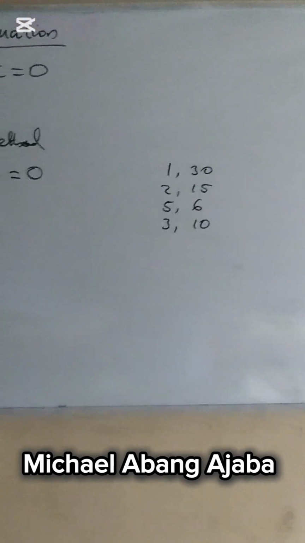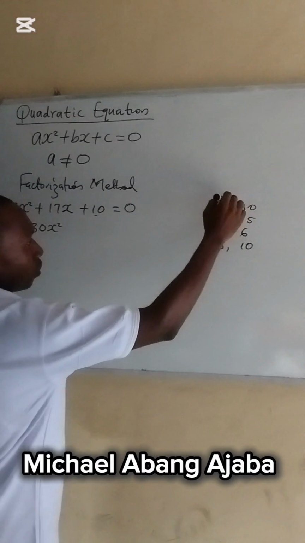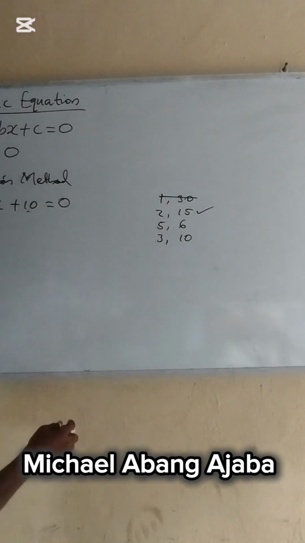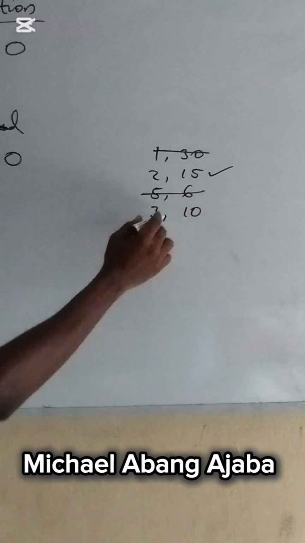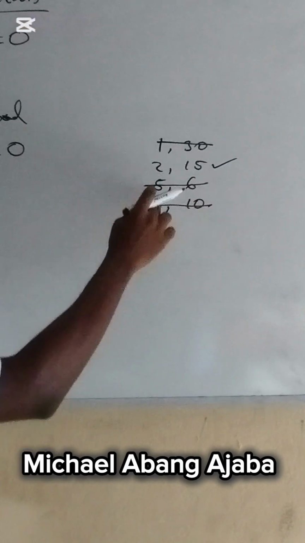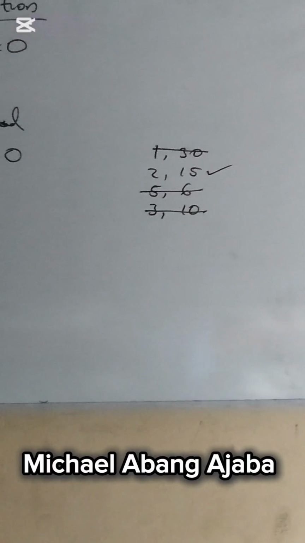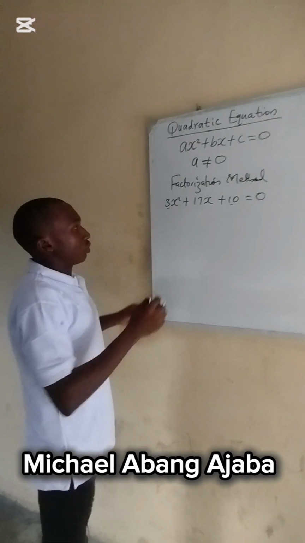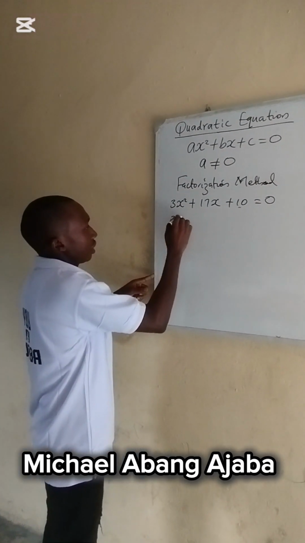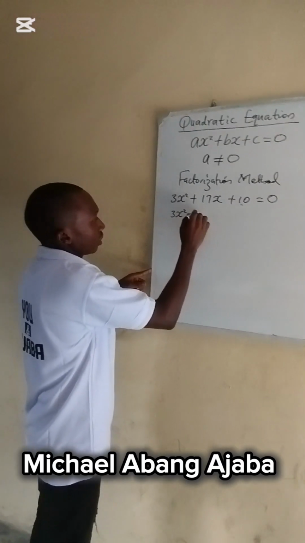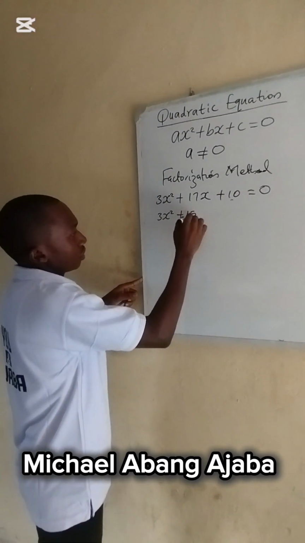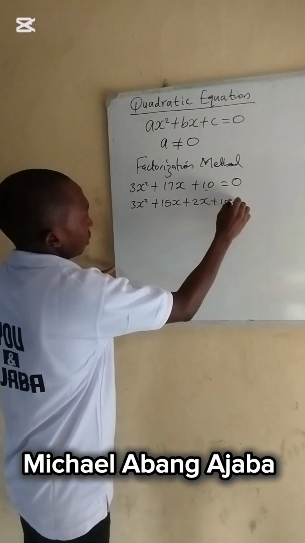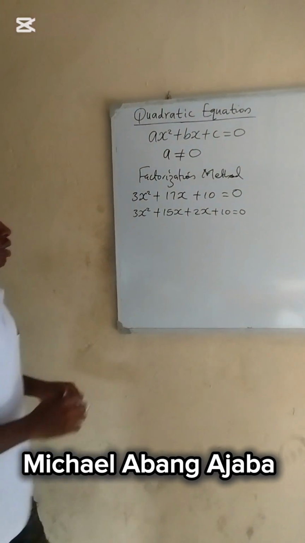Now which of these numbers are we going to add to give us 17? If we add the first one, we'll have 31. So that's not it. If we add this, we'll have 17. If we add this, we'll have 11. If we add this, we'll have 13. So the only number there we can take is 2 and 15. Now let's use 2 and 15 to replace the middle term, meaning we are going to have 3x squared plus 15x plus 2x plus 10 equal to 0.